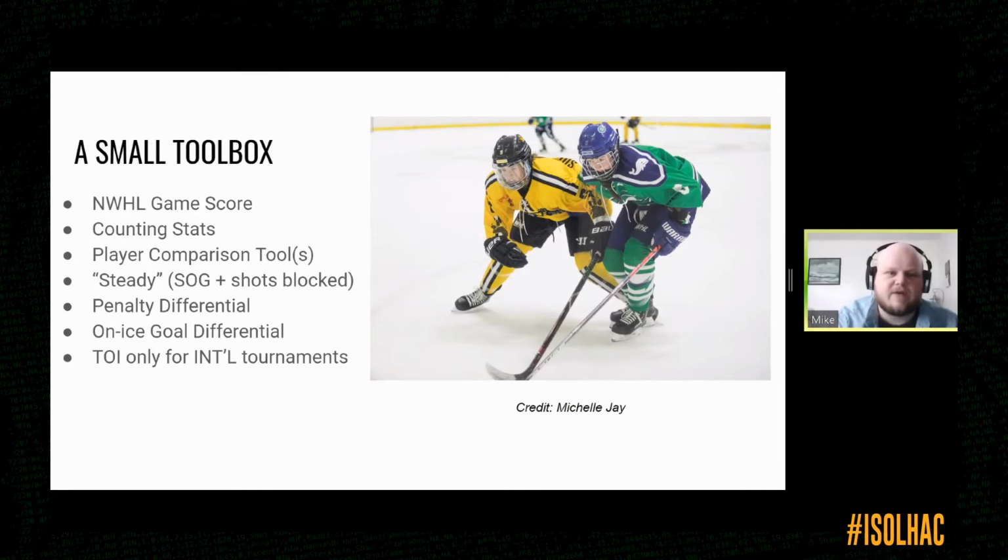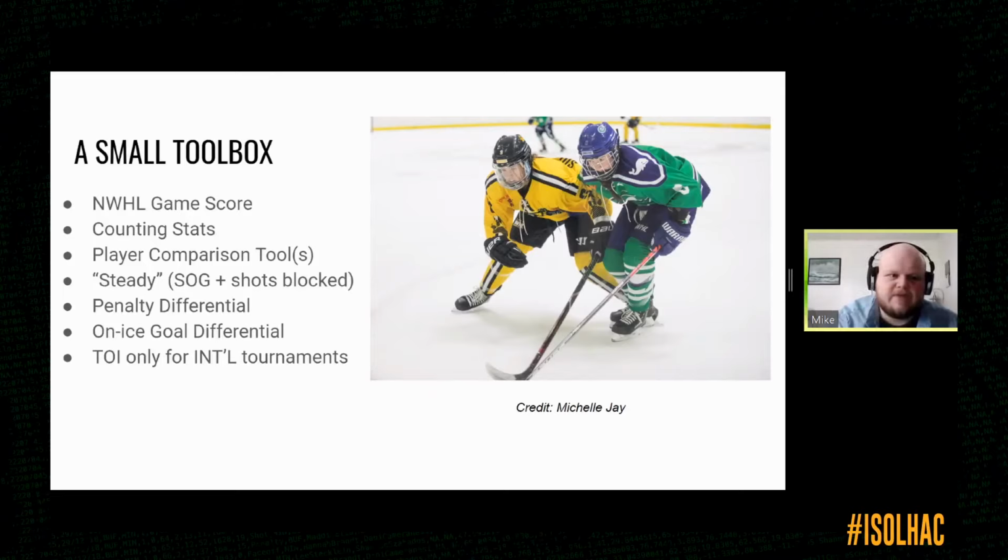Of course, there's just the boxcar stats, your basic stats, and a lot of great player comparison tools like the work that Alyssa has done. This past season, I developed a shooting metric called Steady, named after Kelly Stedman, which is shots on goal plus shots blocked by the opposition. So it's like a cousin, a less useful cousin of Corsi and Fenwick. We also have things like penalty differential. This season, I was tracking on-ice 5-on-5 goal differential for the NWHL, which I hope to work with later.